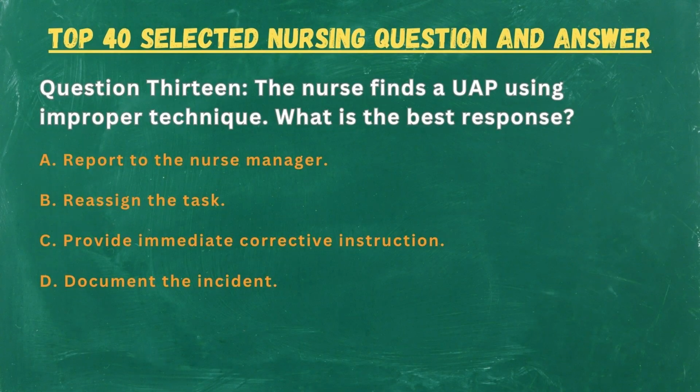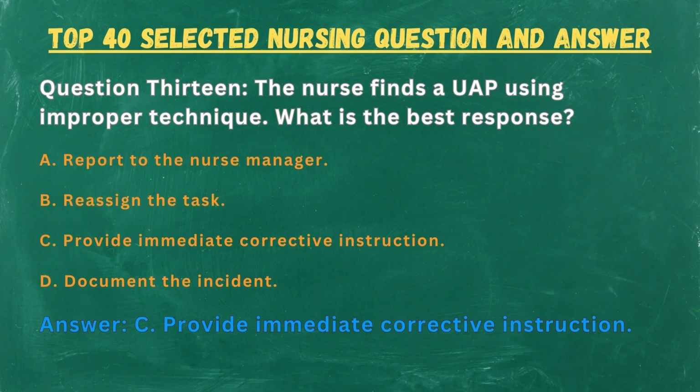Question 13. The nurse finds a UAP using improper technique. What is the best response? A. Report to the nurse manager. B. Reassign the task. C. Provide immediate corrective instruction. D. Document the incident. Answer: C. Provide immediate corrective instruction.